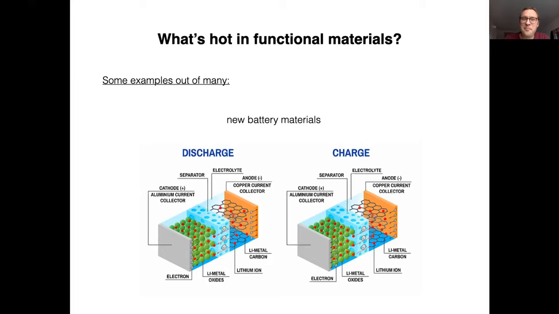I could also have talked about multiferroic materials, complex oxides, so you name it. There's a lot of interesting stuff, and these are only a choice of three. So thank you for your attention.